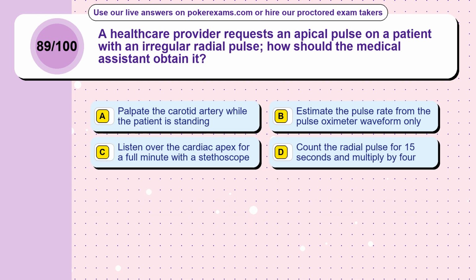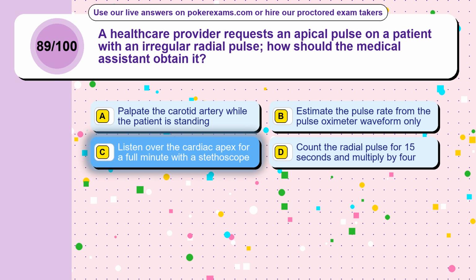Question 89. A healthcare provider requests an apical pulse on a patient with an irregular radial pulse. How should the medical assistant obtain it? Option A. Palpate the carotid artery while the patient is standing. Option B. Estimate the pulse rate from the pulse oximeter waveform only. Option C. Listen over the cardiac apex for a full minute with a stethoscope. Option D. Count the radial pulse for 15 seconds and multiply by 4.